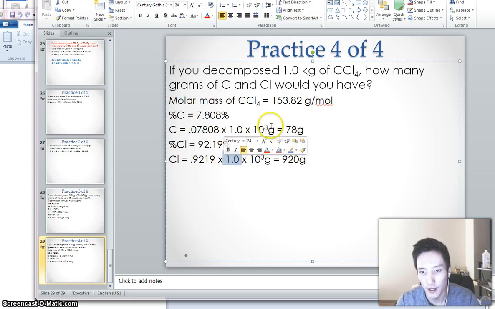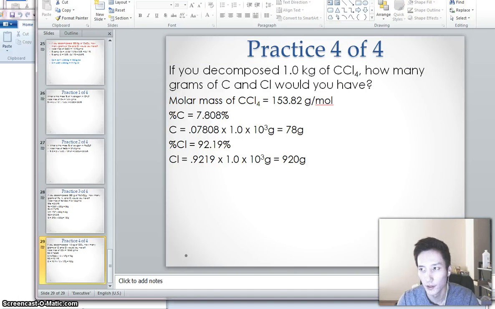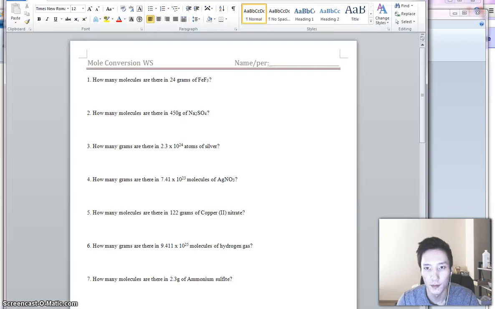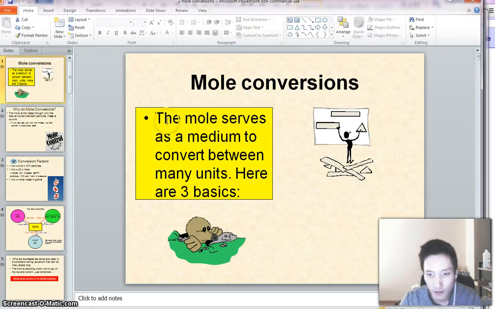And you might be wondering, why do you have to do this in grams? Why can't you just keep it at kilograms? Because the question asks you how many grams. Okay, so that's it for today's stuff. But the homework assignment you're going to get had to do with this stuff over here.